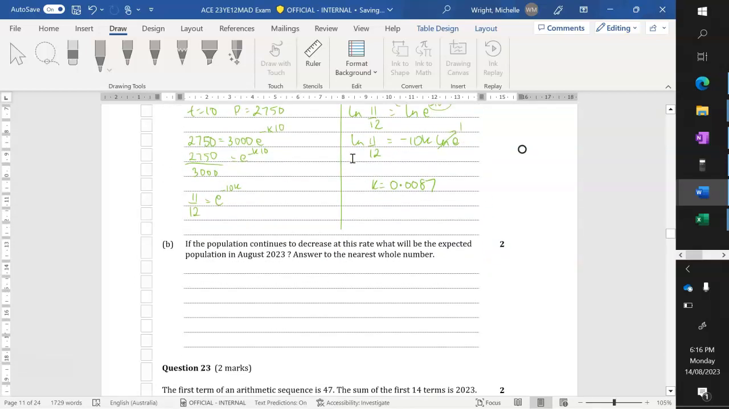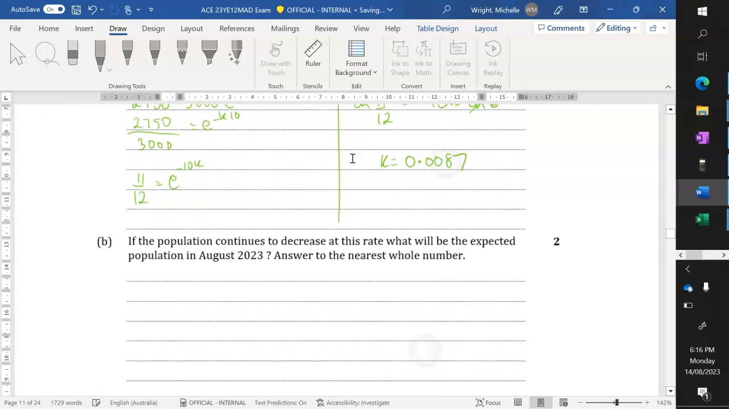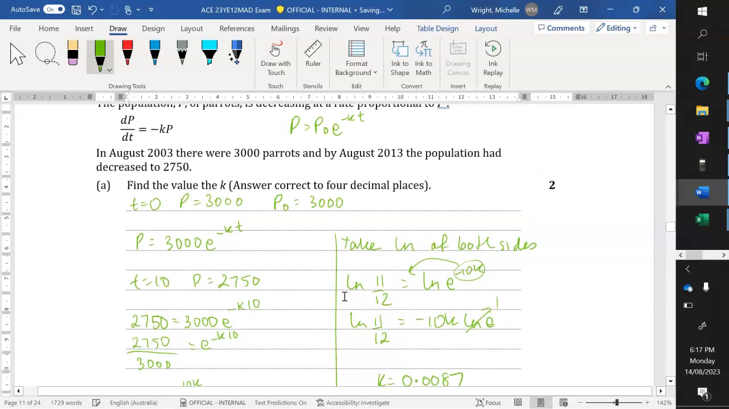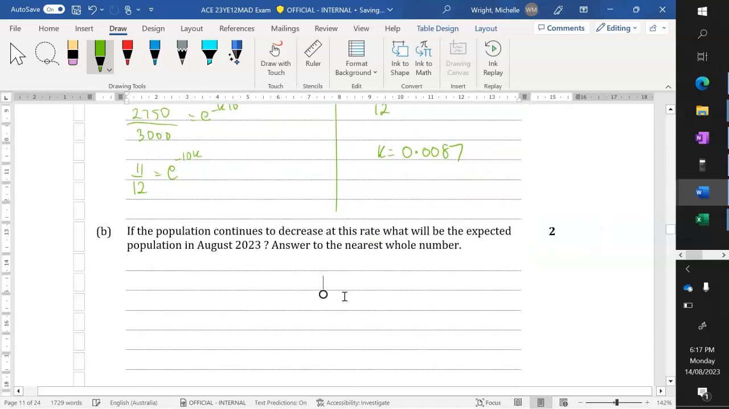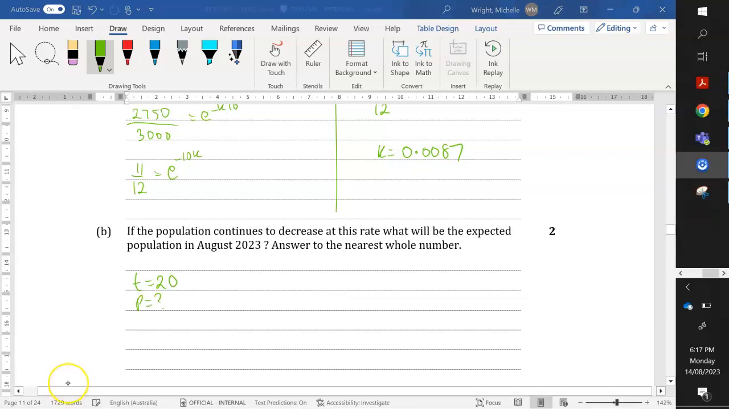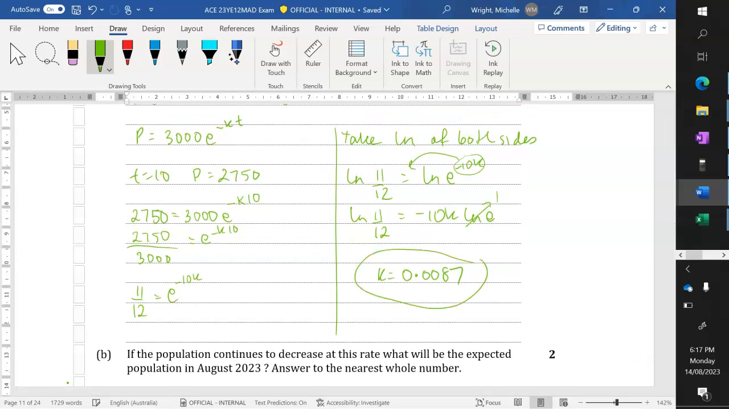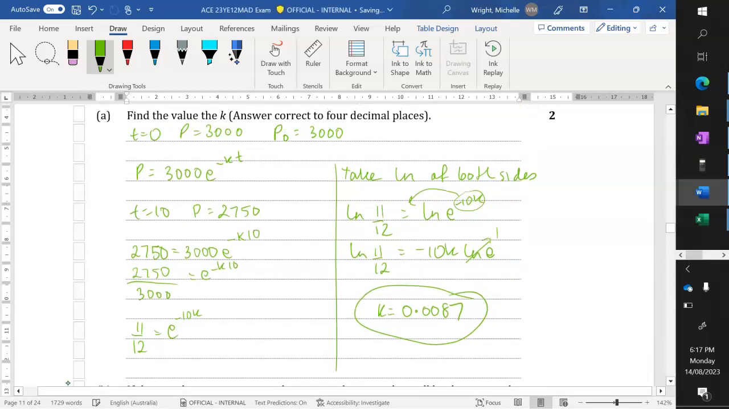If the population continues to decrease in part B at this rate, what will be the expected population in 2023? So we're looking at a population changing from the year 2003 to 2023. So time has changed to 20. What is our new population? Okay, this one's fairly simple. You use your answer that you got before, your k, and you pop that into your equation that you had started to work out before.